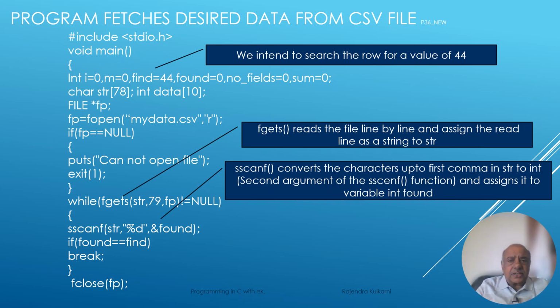sscanf converts the characters of the first column in str, up to the first comma, to an int value, the second argument in the function being the format, and assigns it to the variable int found, which appears as the third argument of the function. So what sscanf does is pick up characters from str, convert those characters into the desired or mentioned format, and assign that converted value to the third variable which appears as the third parameter of the function.